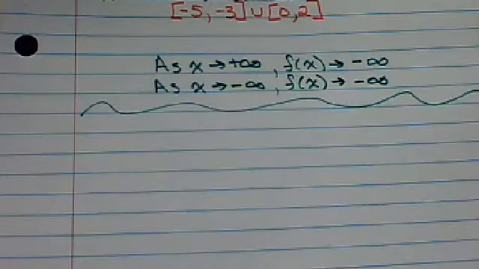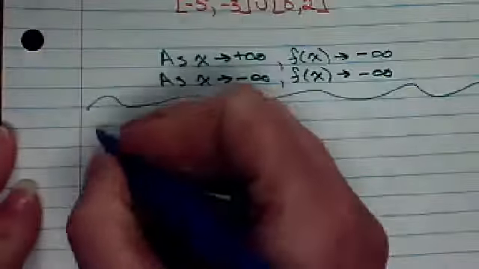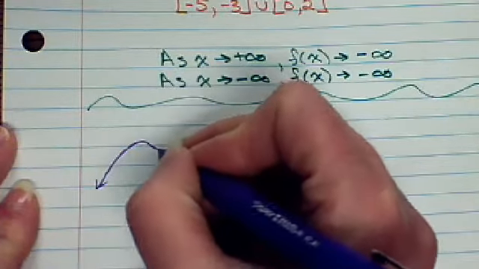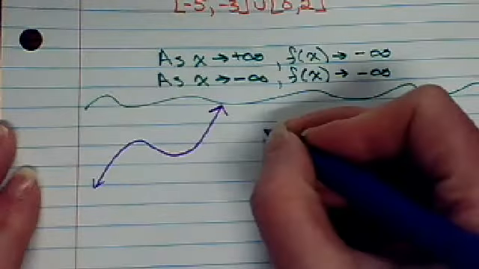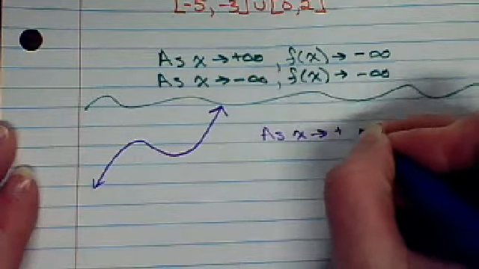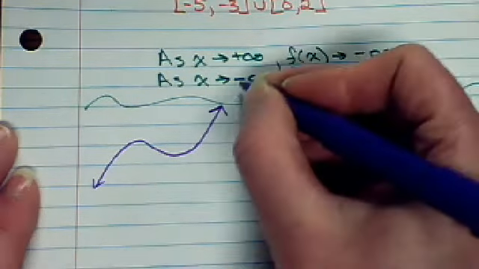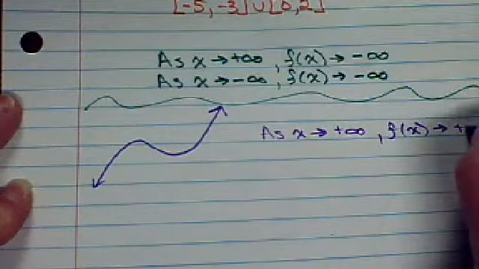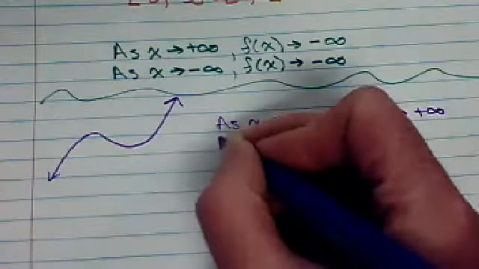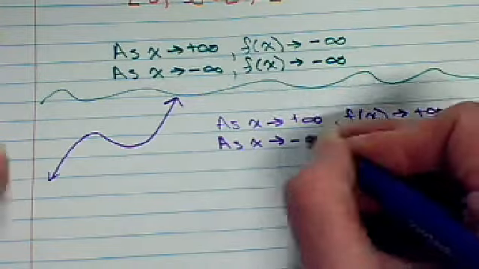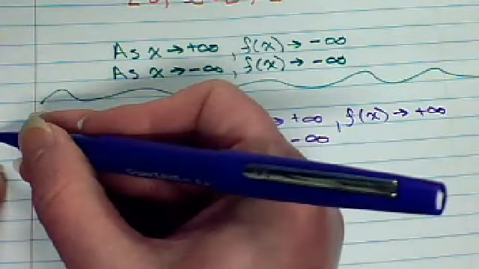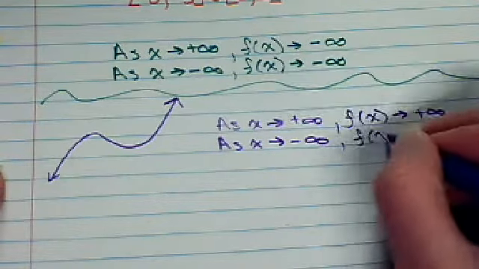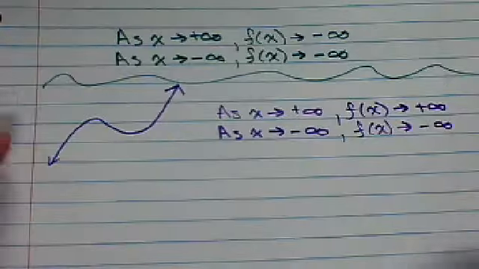What if I had been given a graph that was something like that? We would say, as x goes to positive infinity, as we look to the right, it's going up and up and up. So f of x keeps going up until it goes to positive infinity. If we look at the left side, as x gets smaller and smaller, the graph is going down and down. So as x goes to negative infinity, f of x goes to negative infinity as well.